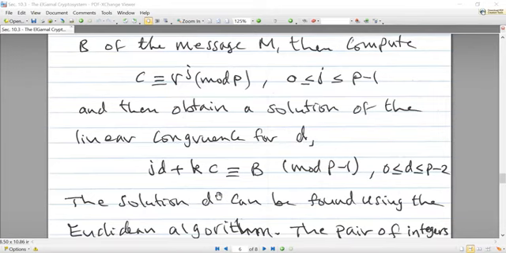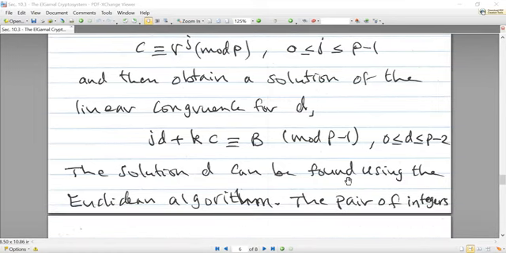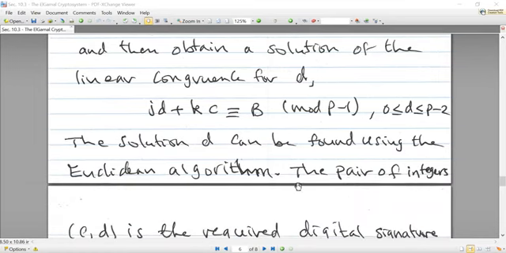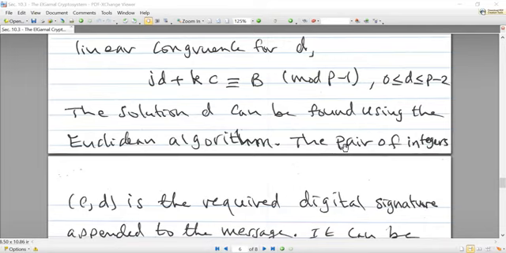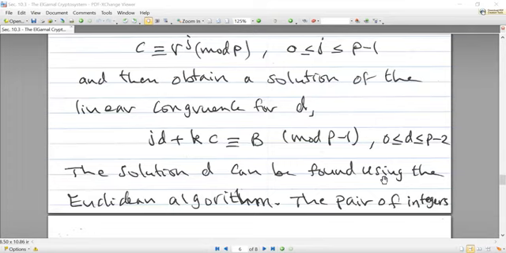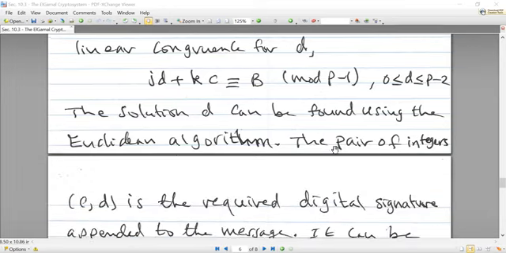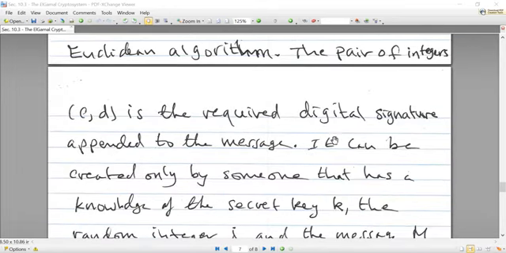Now, to find a value for D, one can use different methods of solving linear congruence equations, such as the Euclidean algorithm, Euler's method, whatever method can be used. Then we have this pair of integers, C and D, which is going to be the required signature. Now remember C is R to the J mod P, and D is the solution.